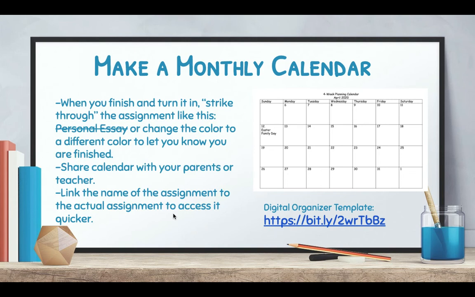Now, I like to stay organized, and it makes me happy when I've completed a large task. I like to cross it off, what's called strike through, or I'll change the color to let me know that it's finished. Red is an assignment I have to do. Green, I'll highlight it to show that I finished it. Share this calendar with your parents or teachers.